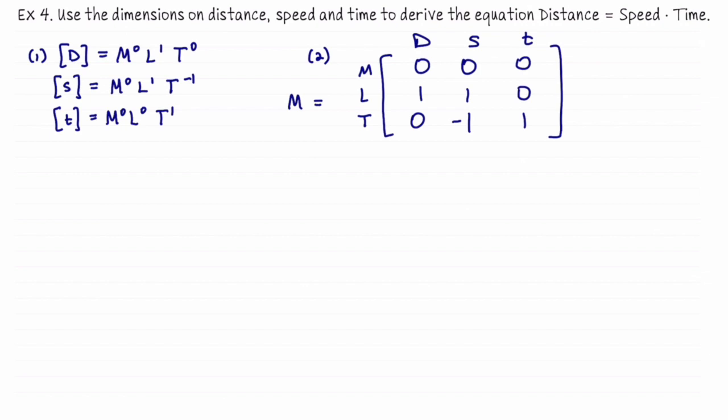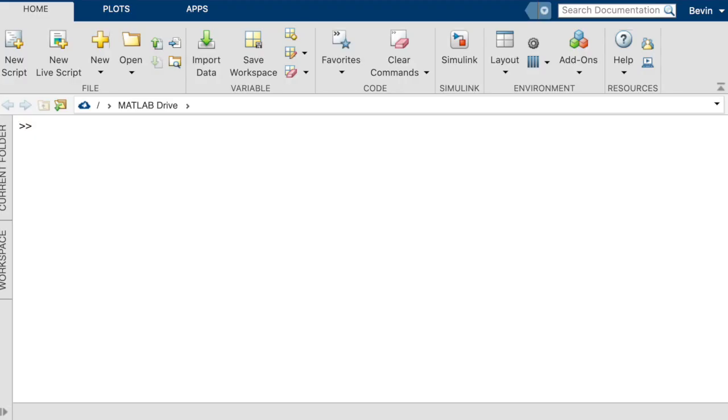What we need to do now is row reduce M, and luckily we'll be able to do this in MATLAB. So let me write that we need to ref M, and then I'll open up MATLAB and show you how to do that. I'm in MATLAB. You could also be in Octave. We're just going to need the command window. We don't need a script file here.